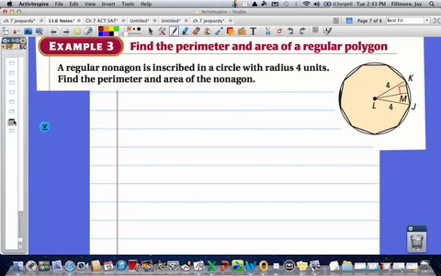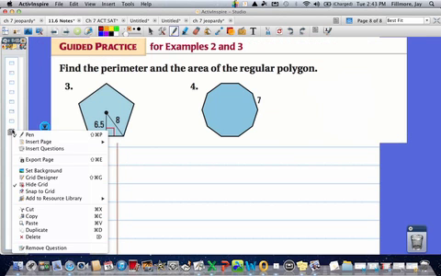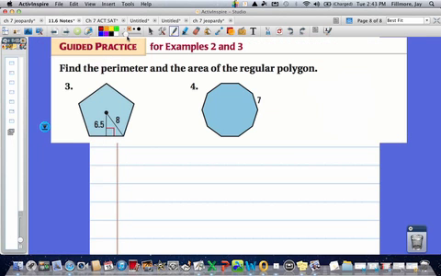Let's do 2 of them. Let's start with the simpler one first, unlike in class. So let's make some room here. Find the perimeter and the area of a regular polygon. This is a regular pentagon. So we know that the perimeter is just all the sides added together. We don't know what the sides are.